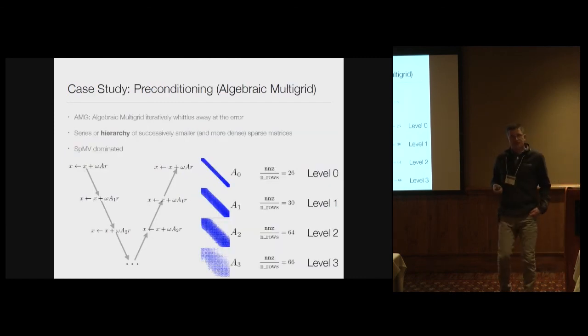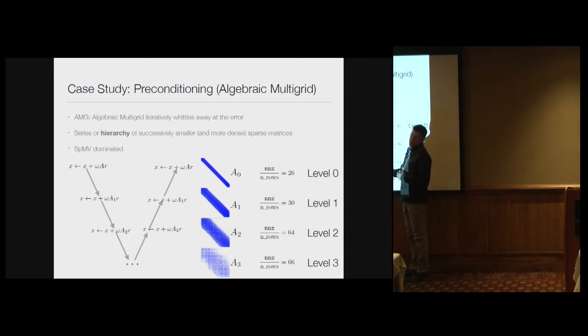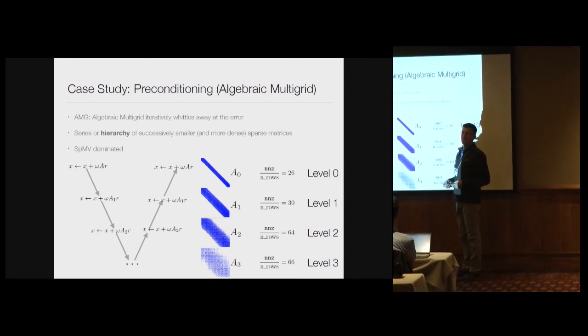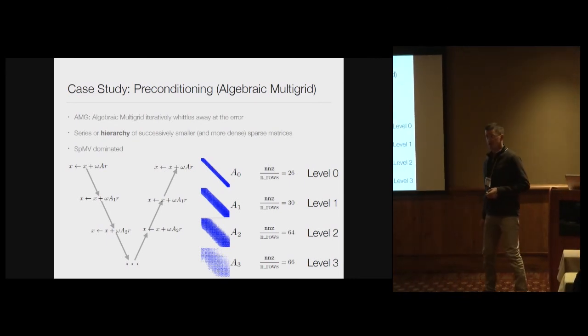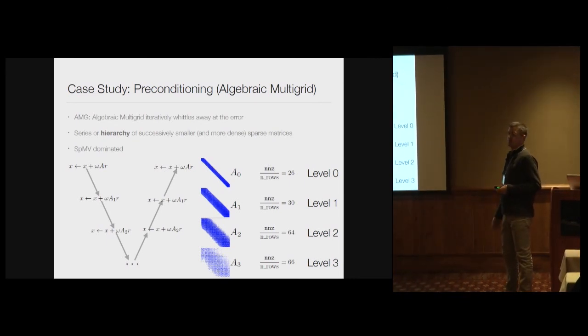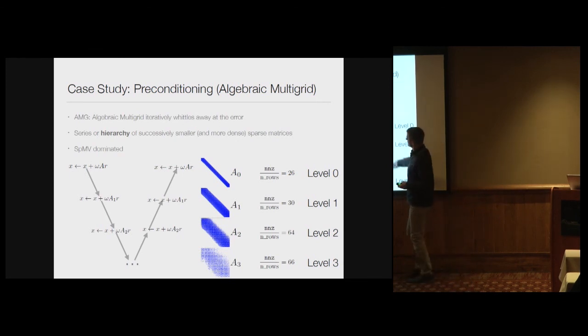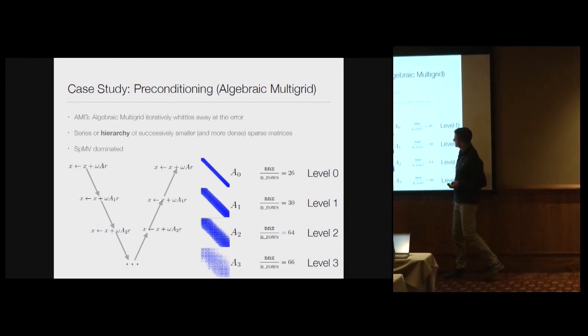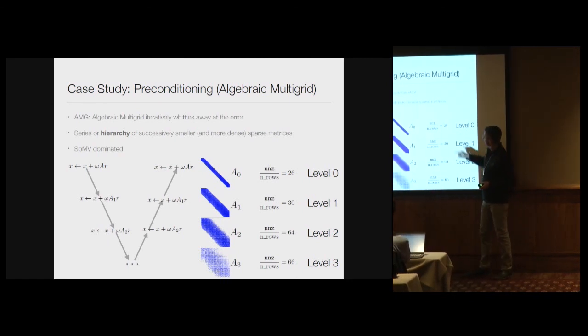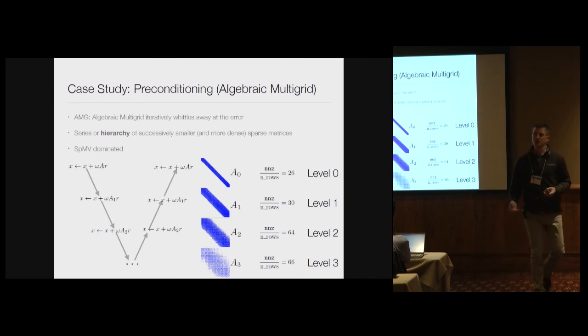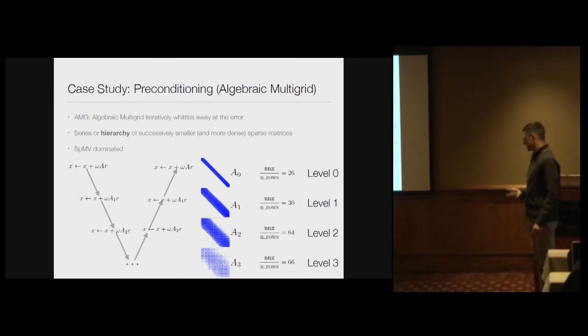So we're going to talk about some results with algebraic multigrid. In algebraic multigrid, we have effectively an operation that tries to whittle away at the error. It does so by using a bunch of successively coarser or smaller matrices. So you can think of algebraic multigrid as a whole bunch of sparse matrix vector multiplications, but using smaller and smaller matrices. If we look at the multigrid hierarchy, or the levels in multigrid, here we have an A0 that has 26 non-zeros per row. And at the coarsest level, we have 66 non-zeros per row, but it's a much smaller matrix. What we're going to find is that this incurs quite a penalty in parallel.